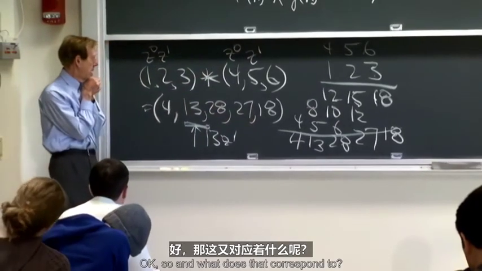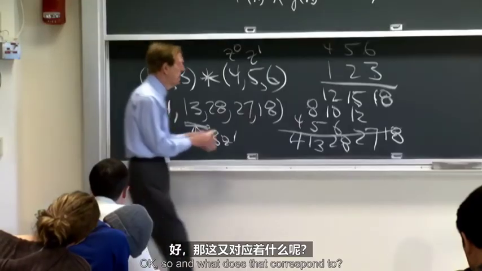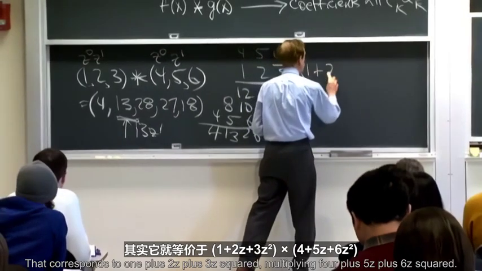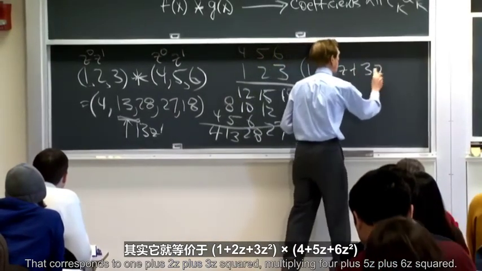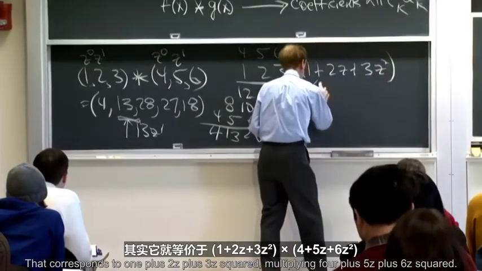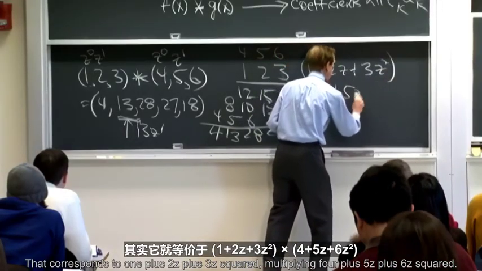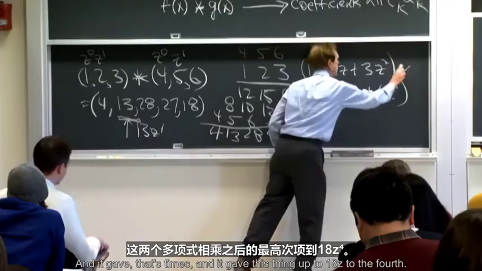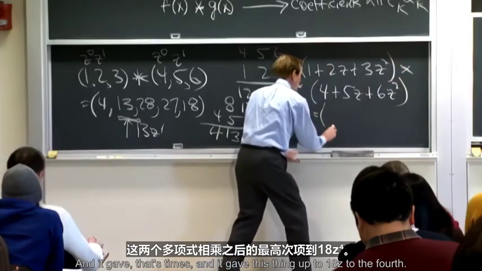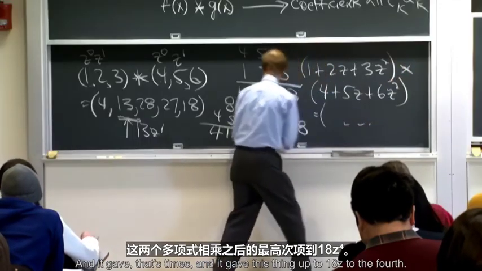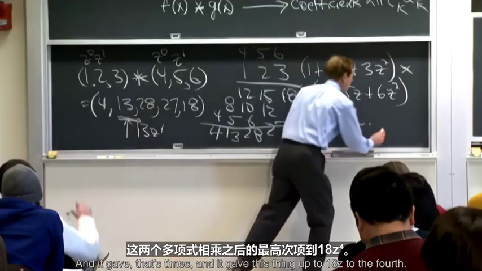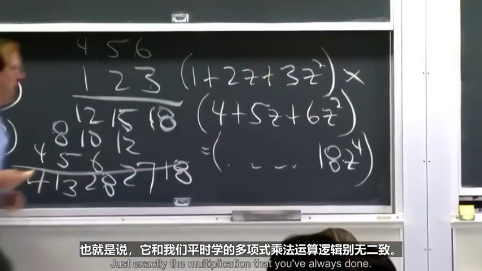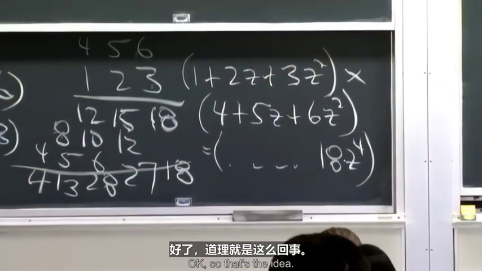And what does that correspond to? Let me show you so you see it every way. That corresponds to 1 plus 2z plus 3z squared multiplying 4 plus 5z plus 6z squared. And it gave this thing up to 18z to the 4th. Just exactly the multiplication that you've always done. So that's the idea.